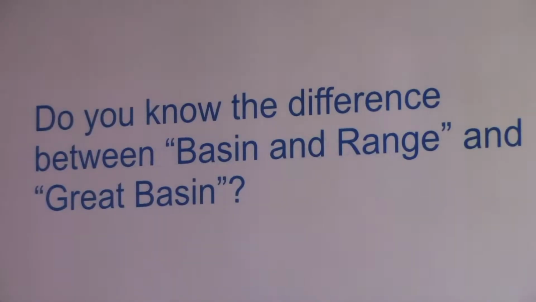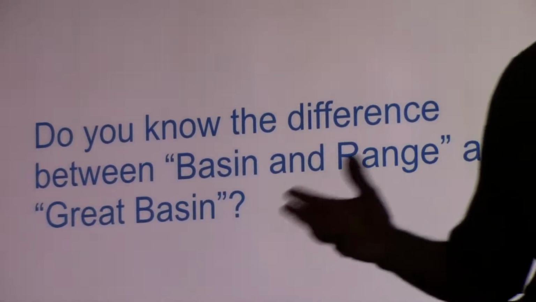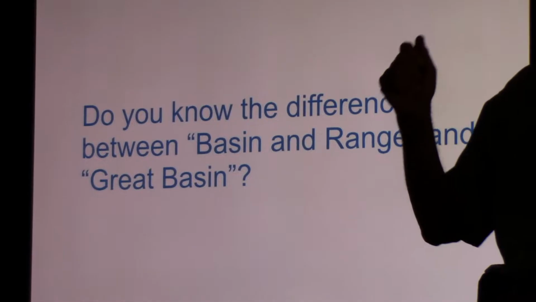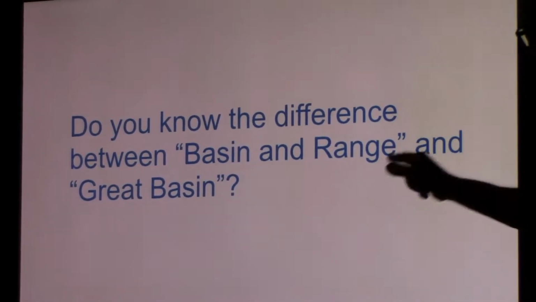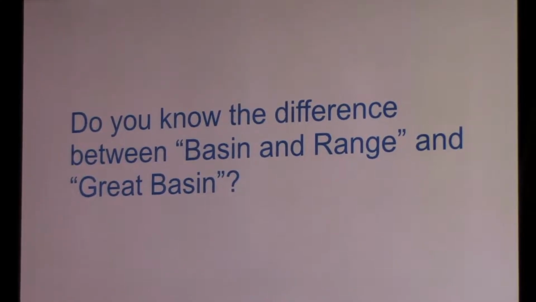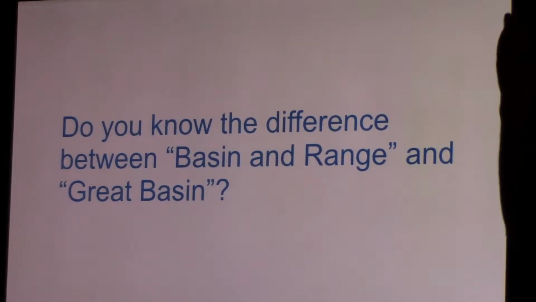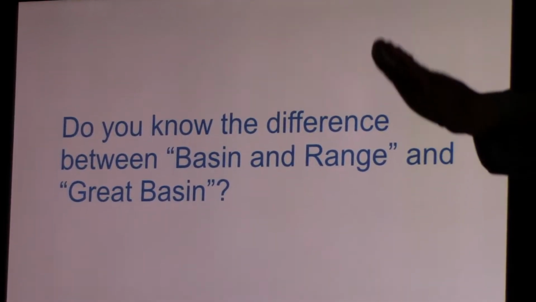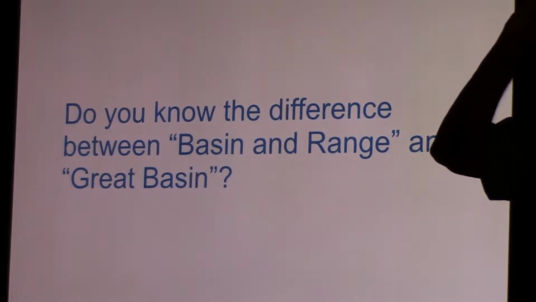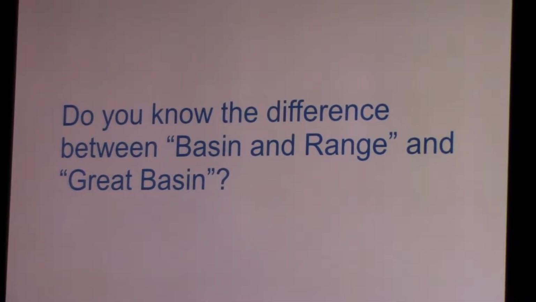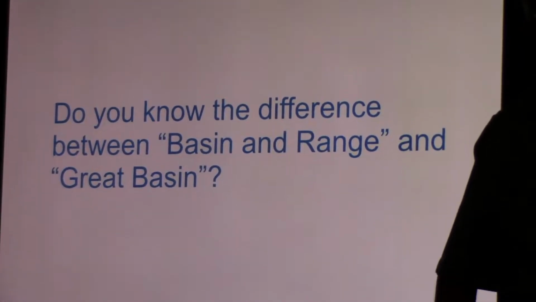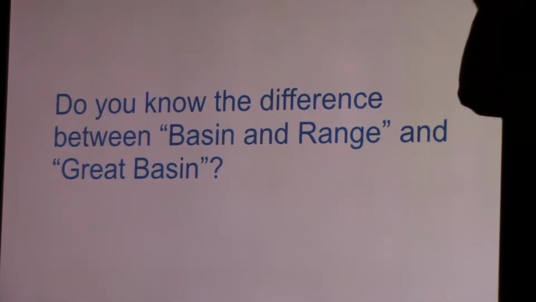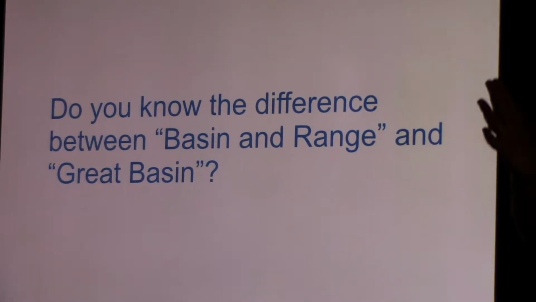Next one. Do you know the difference between Great Basin and basin and range? You'll hear these terms, and it's important to understand the difference. Basin and range is a geological term. It means, for example, the Spring Mountains, and then a basin, the Las Vegas Valley, and then the River Mountains. If you go in the other direction, the Pahrump Valley is a basin, and the Nopah Range on the other side is the Death Valley. So basin and range, that's geology.